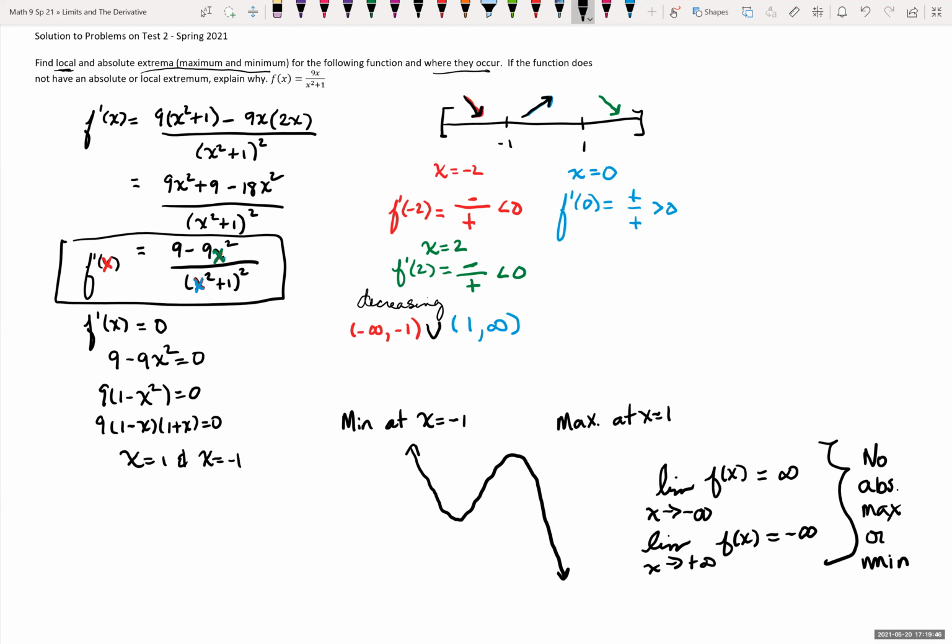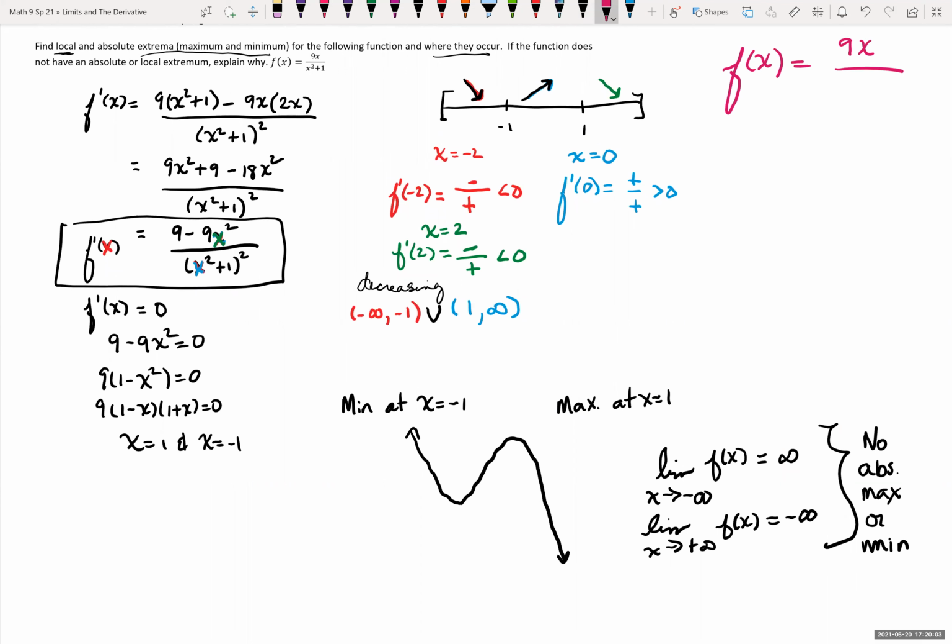So we need to go back in and plug this into our original equation. Our original equation was f of x is equal to 9x all over x squared plus 1. If we plug in -1, wherever we see an x, we get -9 in the numerator, all over -1 quantity squared is 1, plus 1, so 2 in the denominator. So at the point -1, -9/2, this is a local min.